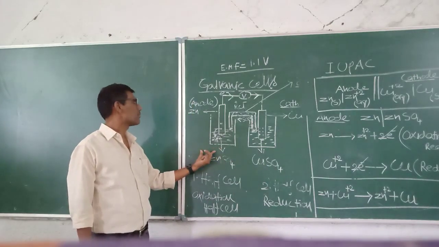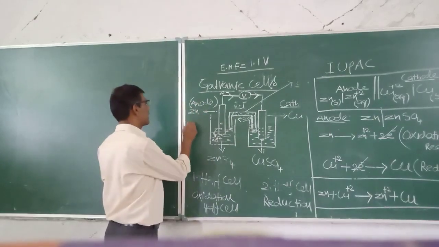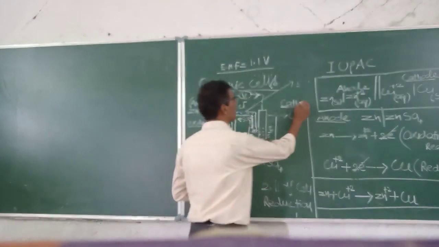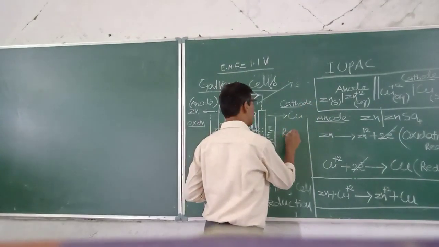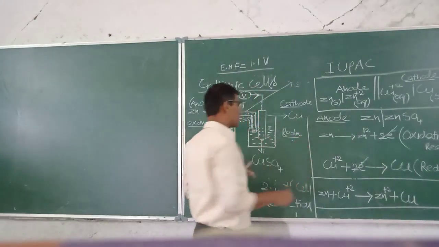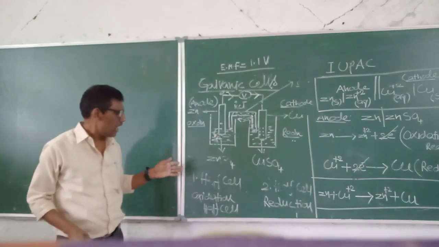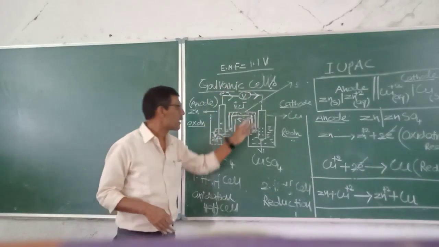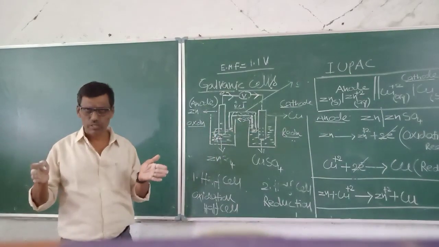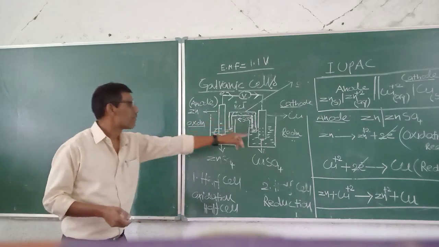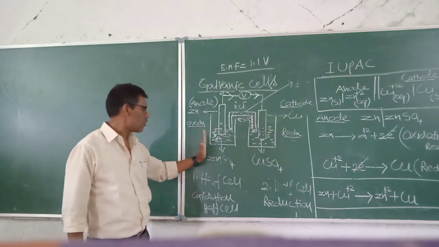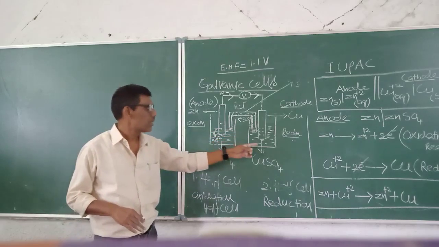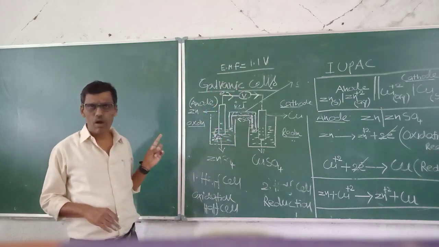At the anodic half cell, oxidation takes place. I'm repeating it: oxidation reaction takes place at the anode, and at the cathode, reduction takes place. When you join these two half cells externally and internally, it makes a galvanic cell. There will be a potential difference between the anode potential and the cathode potential. That difference in potential between the anode and cathode is called the EMF of the cell.